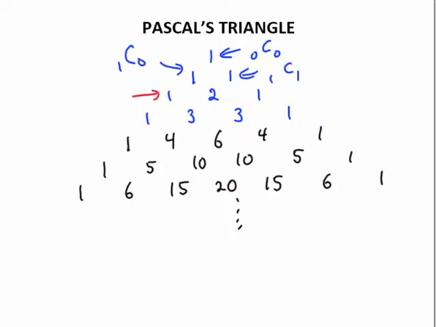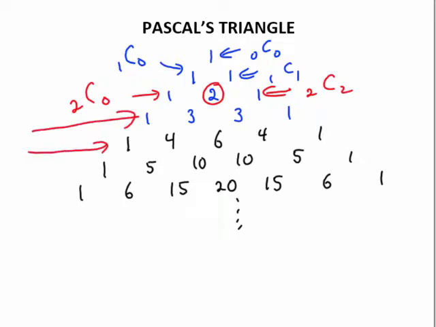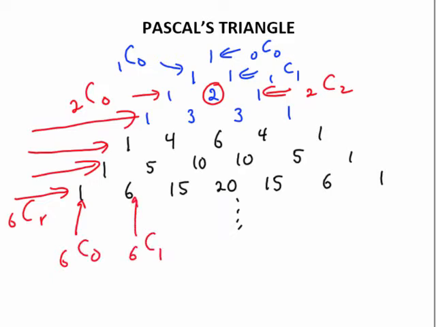In this row, this is 2 choose 0. This is 2 choose 1. And this is 2 choose 2. And so this row is the 3 chooses, the 4 chooses, the 5 chooses, the 6 chooses. Specifically, 6 choose 0, 6 choose 1, 6 choose 2, etc. And so you can get numbers for specific choose values from the triangle if you wish.